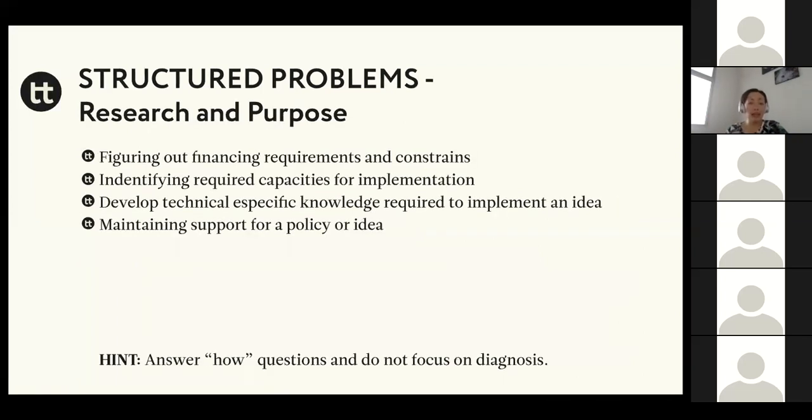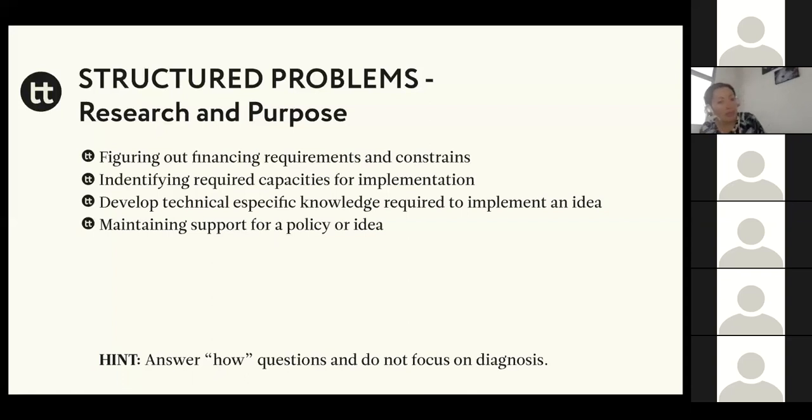And that brings us to the other part, which is: in these types of problems, what is the purpose that research can have? In these cases, many times it's about, like I said, figuring out the financial requirements and constraints for putting forward the solution. As we know, many times our governments may have an idea of what needs to be done, but they cannot manage to put together the necessary financial resources for that, and research can support it that way. It can also help identify the capacities for implementation.